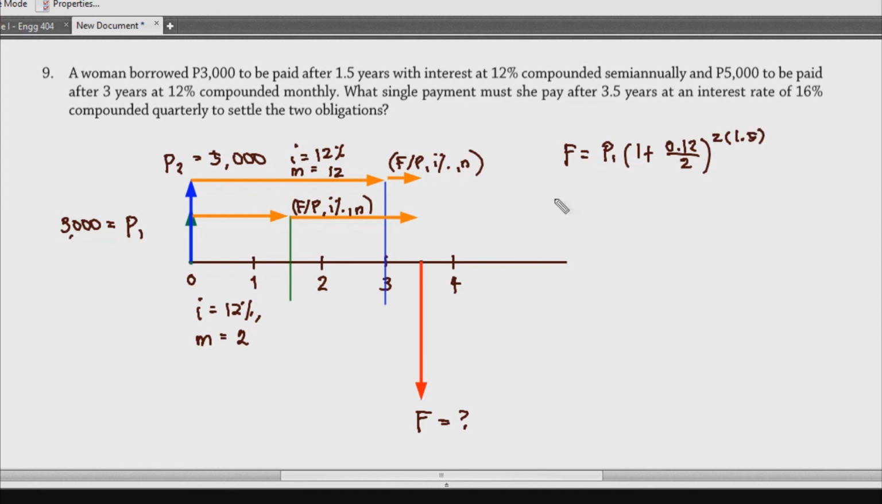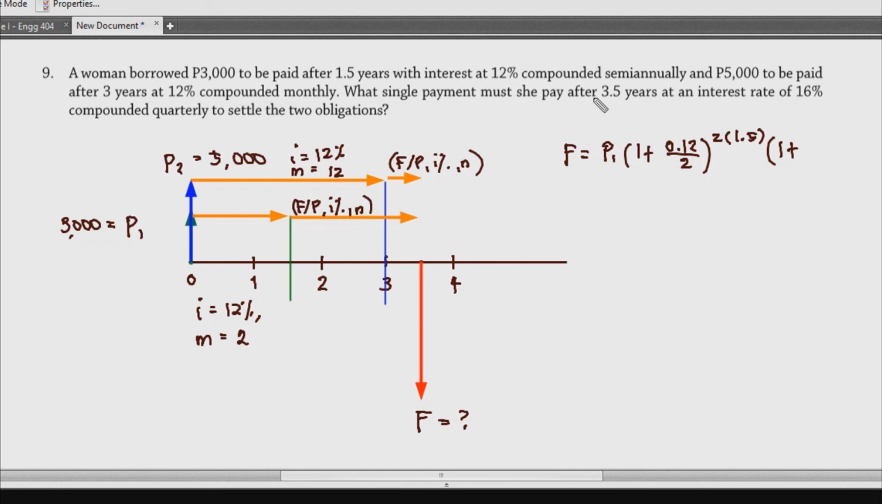Okay, and then now that you have the value of this P1, now we will be multiplying that to the simple interest rate, so that it starts from 1.5 year going to the 3.50 year. So that is multiplied by 1 plus, sabi dito kasi, the interest rate is actually, nasan ba yun?